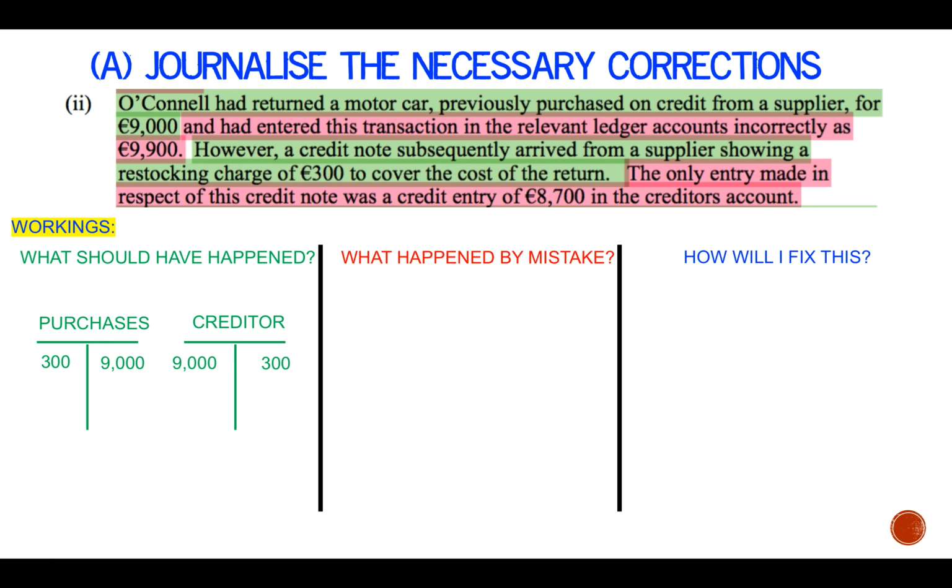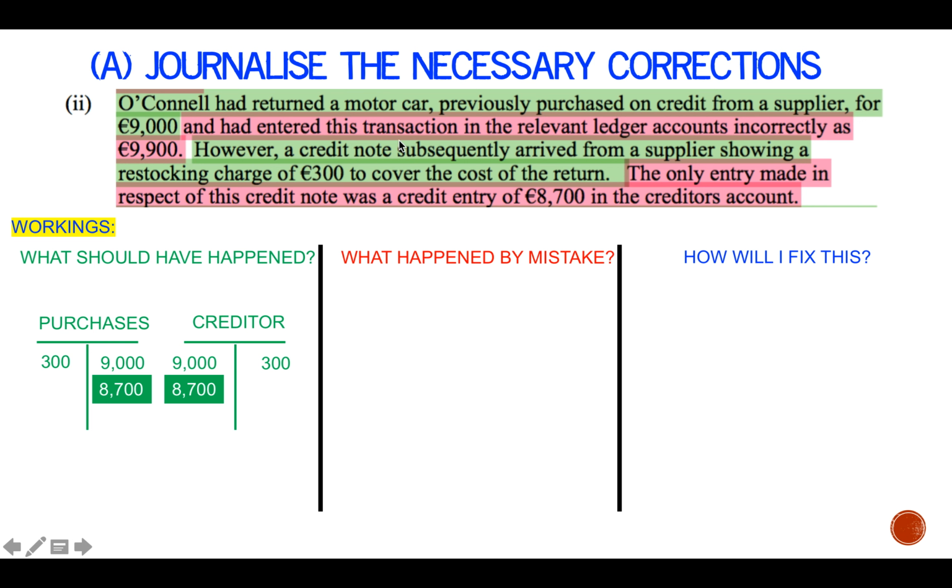All right, so what we want to do is get the balance of those two. So the larger side there, the 9,000, take away the 300 from the opposite side. Overall then 8,700 on the credit side of purchases and 8,700 on the debit side of creditor. All right, time to do what happened by mistake.